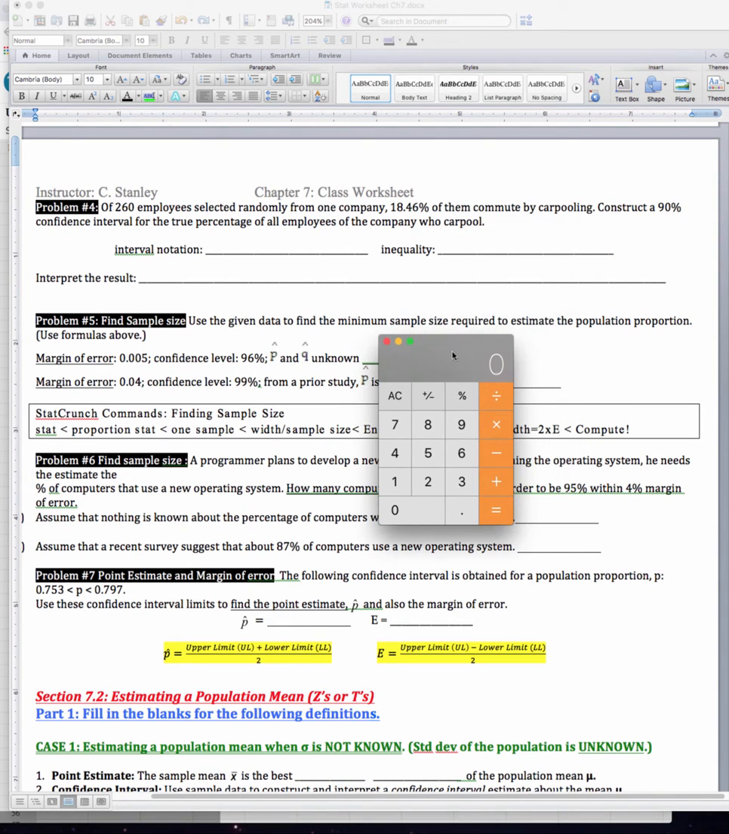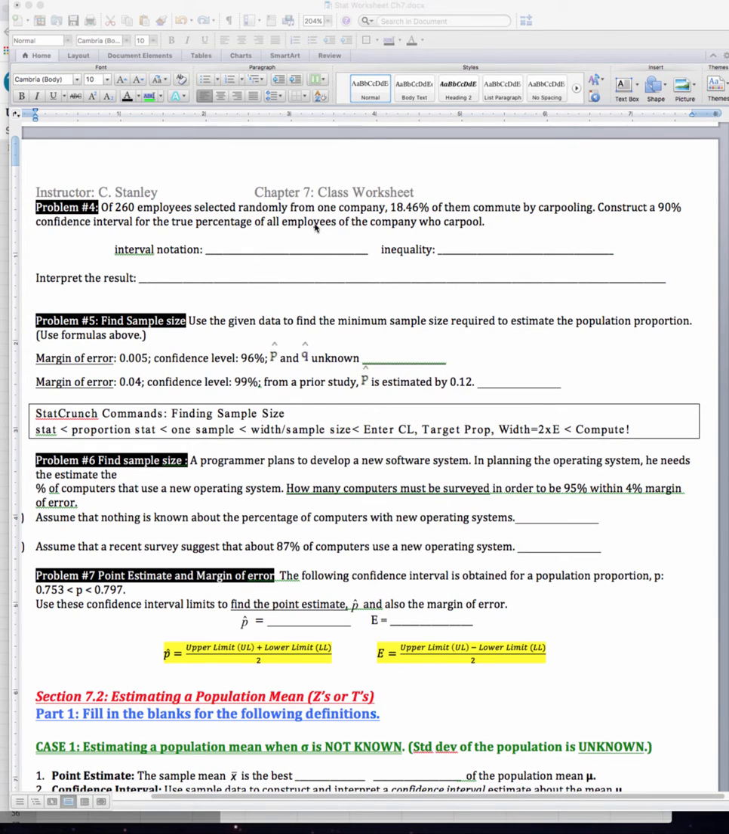Okay, good. Of 260 employees randomly selected from one company, 18.46 of them commute by carpooling. Construct a 90% confidence interval for the true percentage. The true percentage is P. Well, I don't know what P is, so we're trying to estimate it. Okay, so I'm just going to write this up to kind of help me out. There's 260, that's my N, and my P hat, which is the percentage, is 0.1846. So now we're going to go ahead and bring up Statcrunch again.